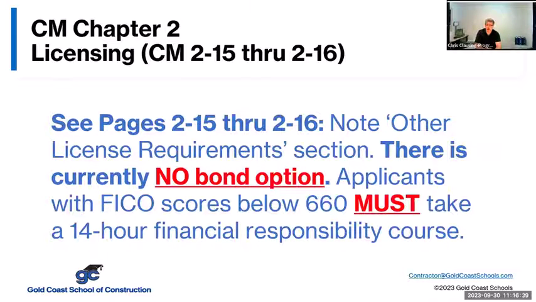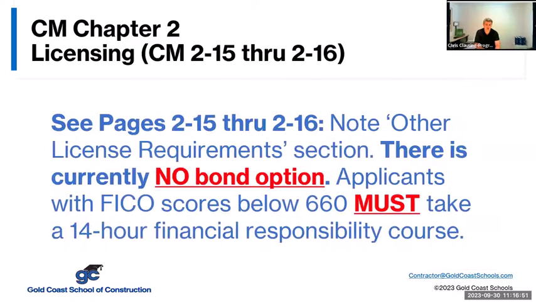So if you are applying and you have a FICO score under 660, there's no bond requirement anymore, but you still have to do this 14-hour financial responsibility course. It's a course we offer at Gold Coast. It's a self-paced online program. You just do it at your own pace. At the end, you're issued a certificate, and you would attach that certificate to your application.